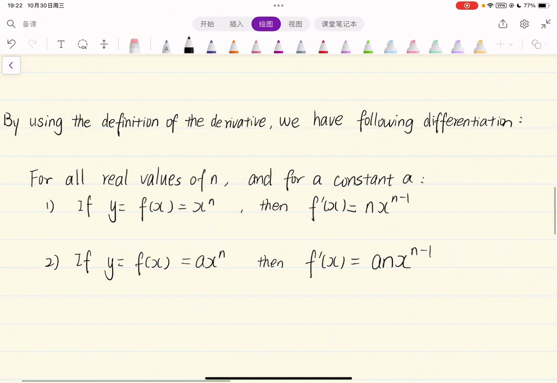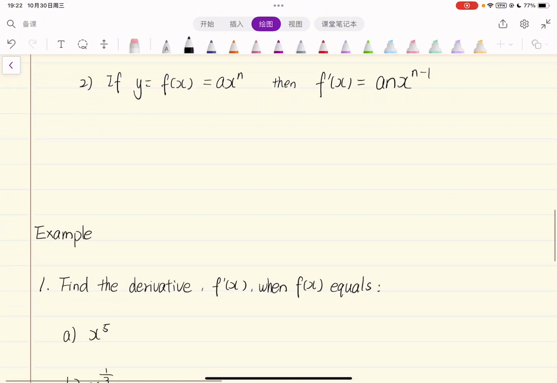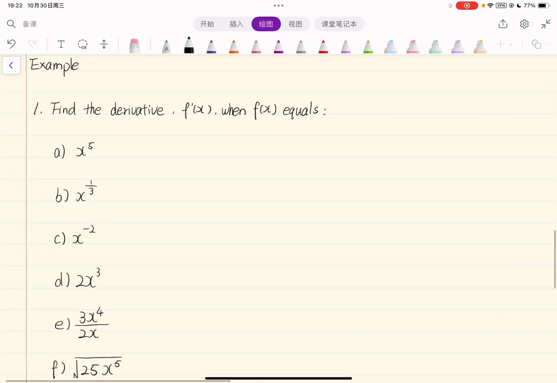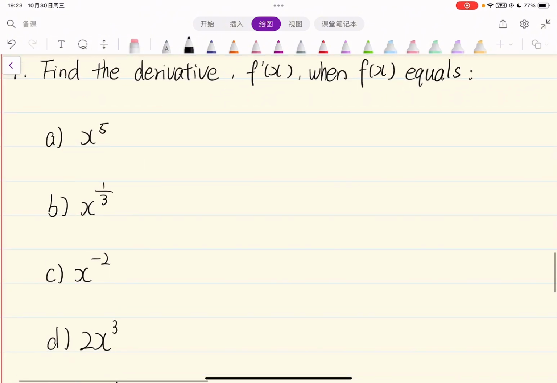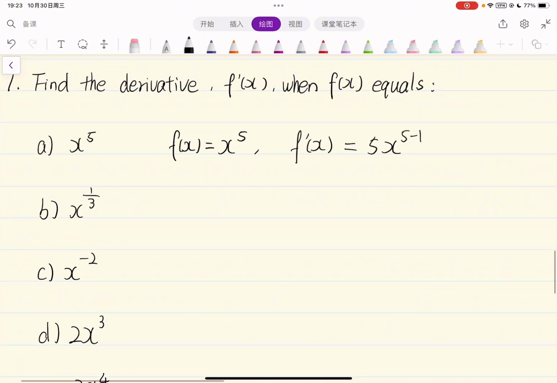Now, let us use this differentiation to do some questions. Question 1 says you need to find the derivative when f(x) equals the following expressions. For part A, we have f(x) equals x to the power of 5. Then the derivative equals 5 times x to the power of 5 minus 1, which equals 5 times x to the power of 4.